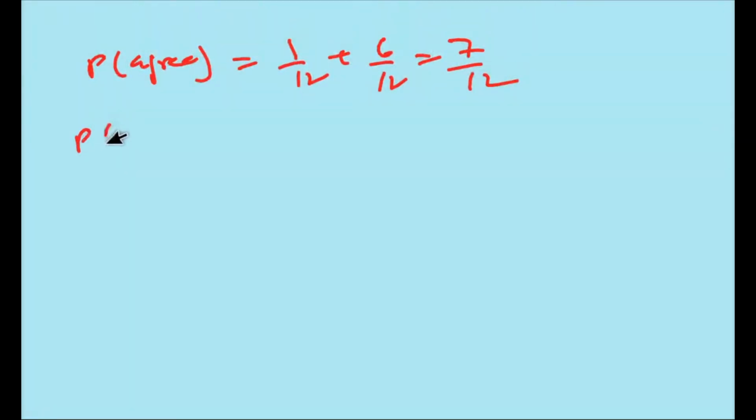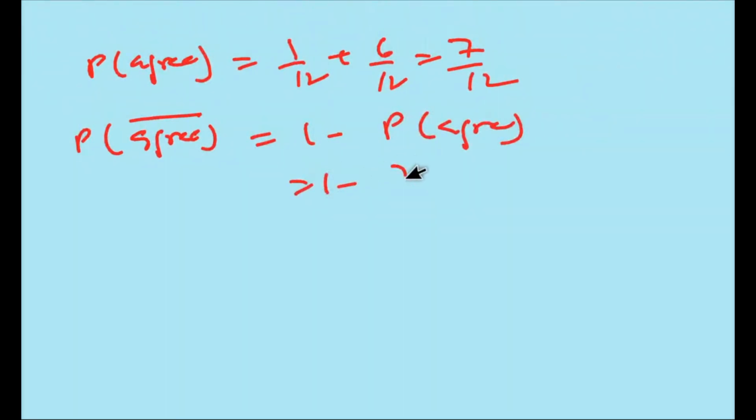Now if they do not agree, then it is 1 minus the probability of agreement, that is 1 minus 7 by 12, which is 5 by 12. So I am using here "and" and "or": I am using multiplication for "and" and plus for "or".